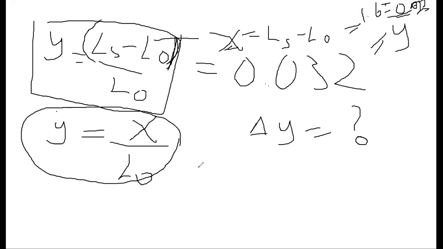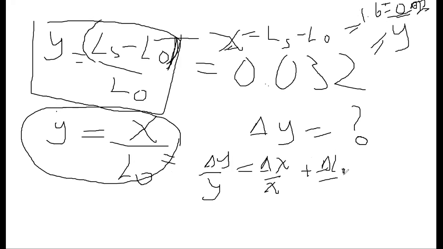So now you're looking for changes of y. So how do you write the uncertainty formula? Changes of y over y equals what? Changes of x over x plus changes of L naught over L naught. This is what you should do. Now you can put the values.